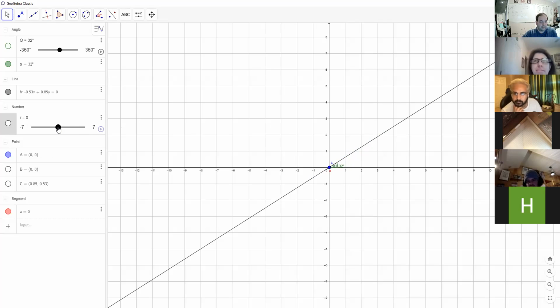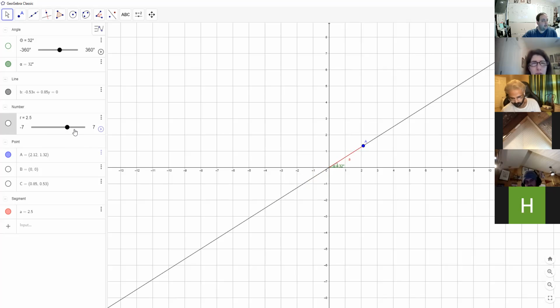So R equaling 0 is the origin, no matter which way you're facing. And R positive just goes in the direction of the angle. See where the angle is here? So R positive goes in the direction of that, and R negative goes opposite. The angle is still over here, but R is now pointing in the other direction.